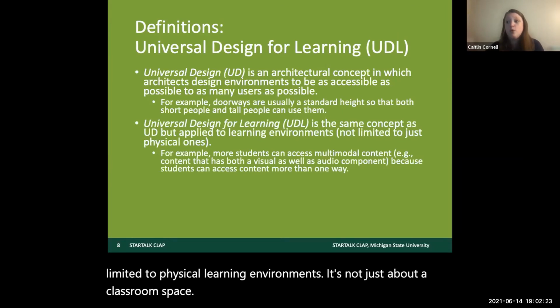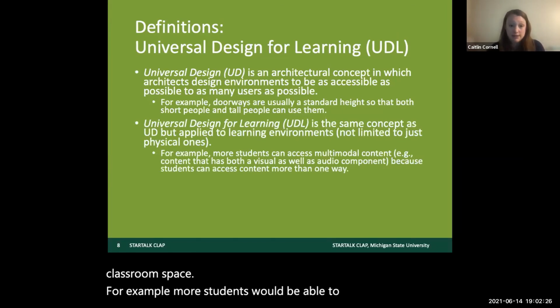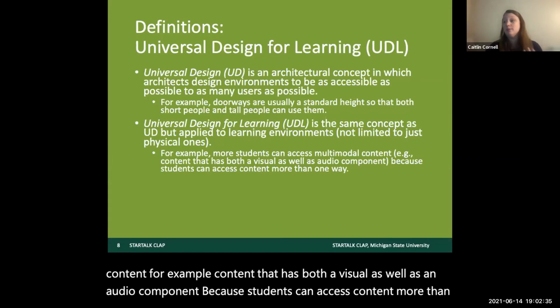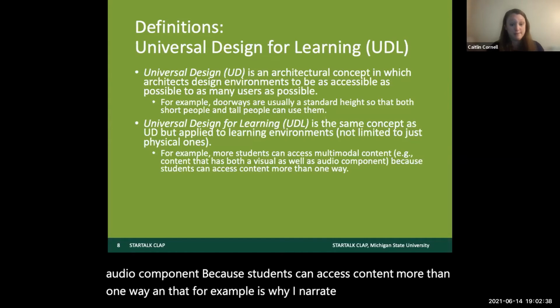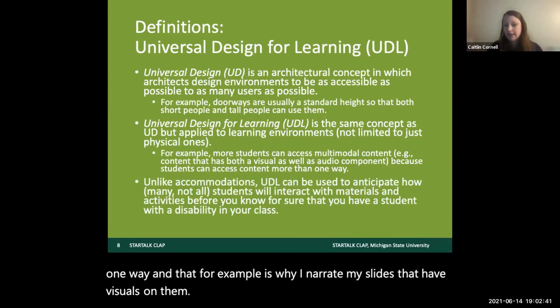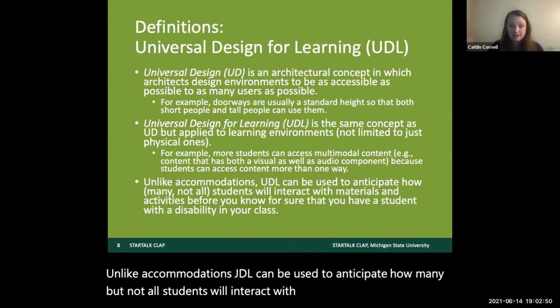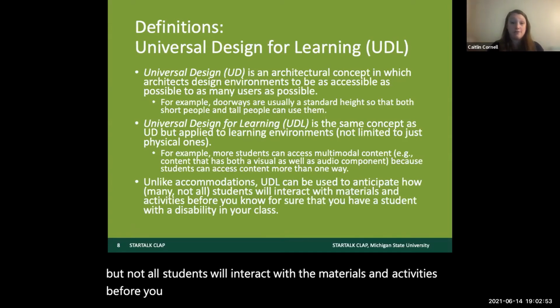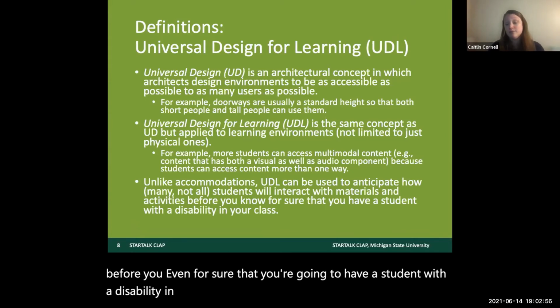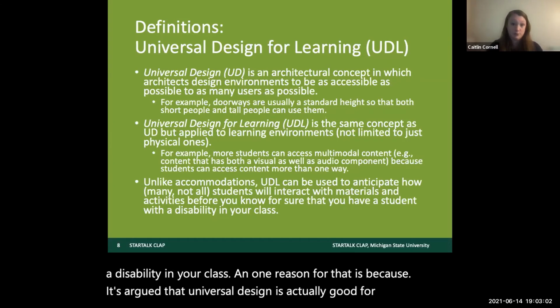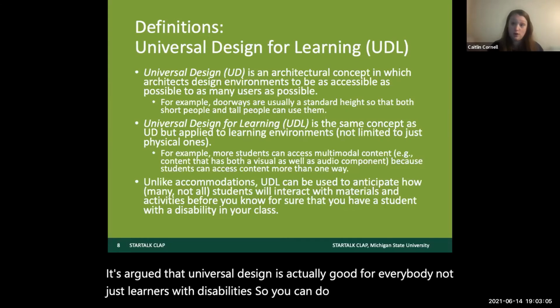For example, more students would be able to access multimodal content. For example, content that has both a visual as well as an audio component, because students can access content more than one way. And that, for example, is why I narrate my slides that have visuals on them. Unlike accommodations, UDL can be used to anticipate how many, but not all, students will interact with the materials and activities before you even know for sure that you're going to have a student with a disability in your class. And one reason for that is because it's argued that universal design is actually good for everybody, not just learners with disabilities. So you can do it starting now if you want to.